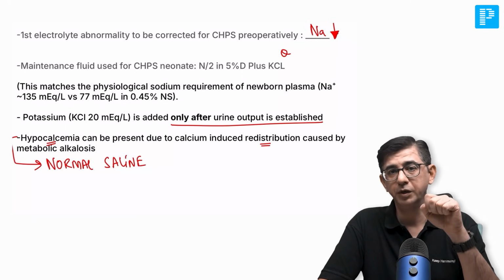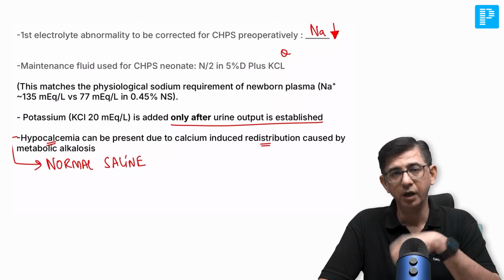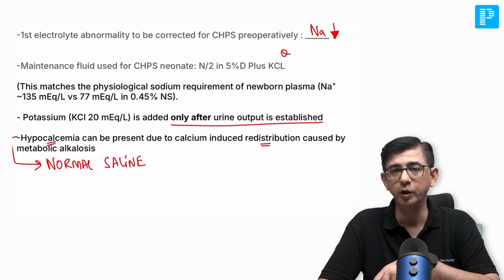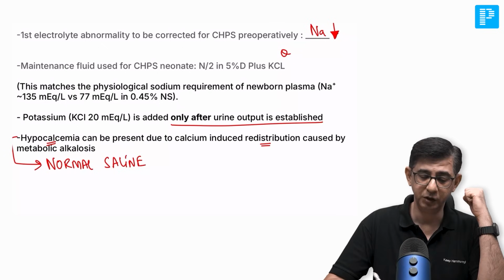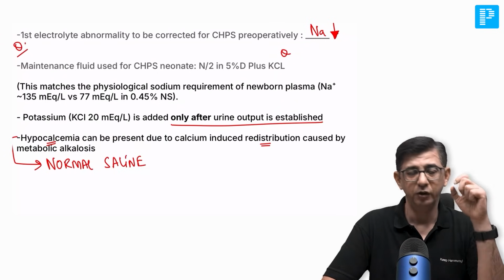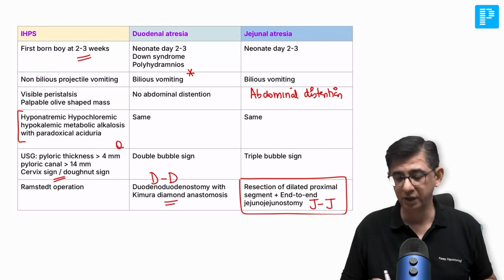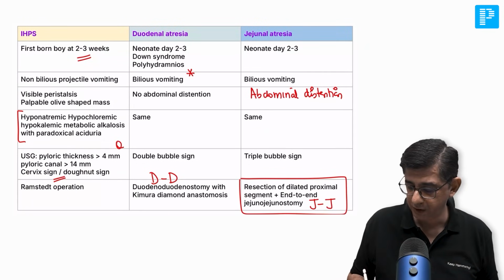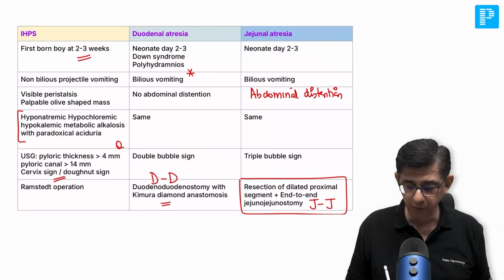How do you manage the patient? For metabolic alkalosis, because dehydration is a cause, correct the cause. In respiratory alkalosis, carbon dioxide is lesser, so make the patient do paper bag rebreathing. But at the moment, because it's metabolic alkalosis that is being discussed here, this is an important concept, guys, that the first electrolyte imbalance to be corrected would be hyponatremia for these patients, and it is duodenoduodenostomy with a Kimura diamond shape anastomosis and jejunostomy that would be done for the condition having a triple bubble appearance.